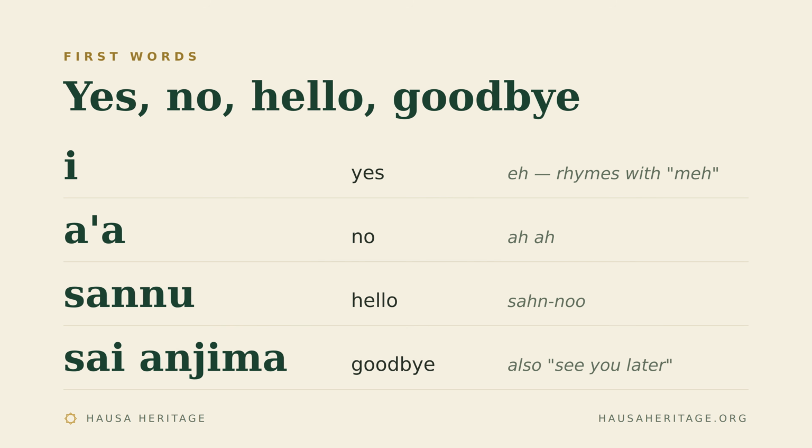Now let's put them together. We have i or eh for yes, a'a for no, sannu for hello, sai an jima for goodbye. Good. These 4 words can already carry you through a first exchange in Hausa.